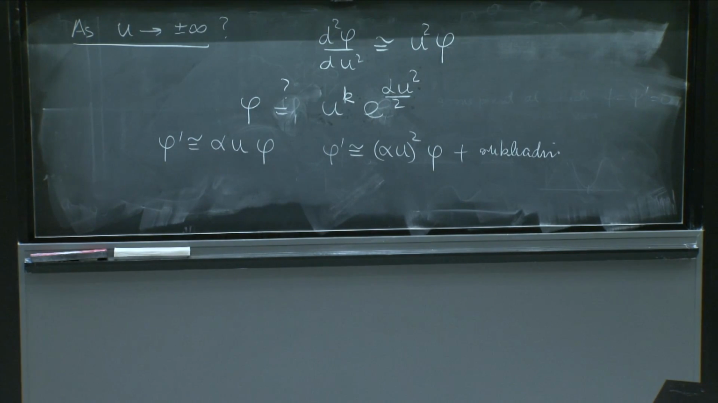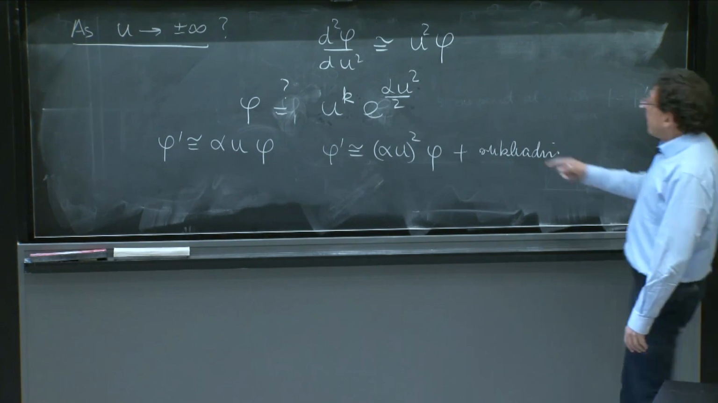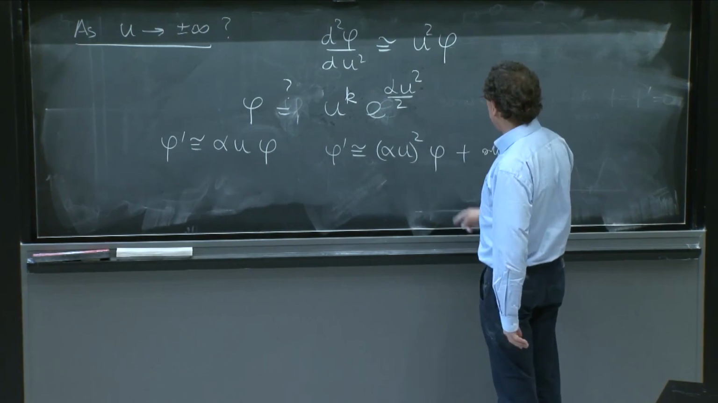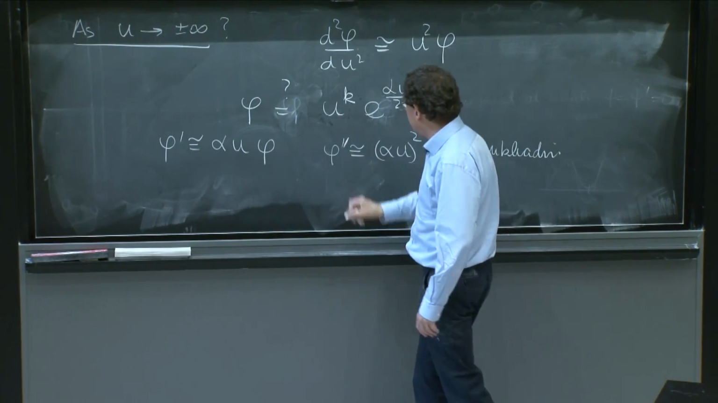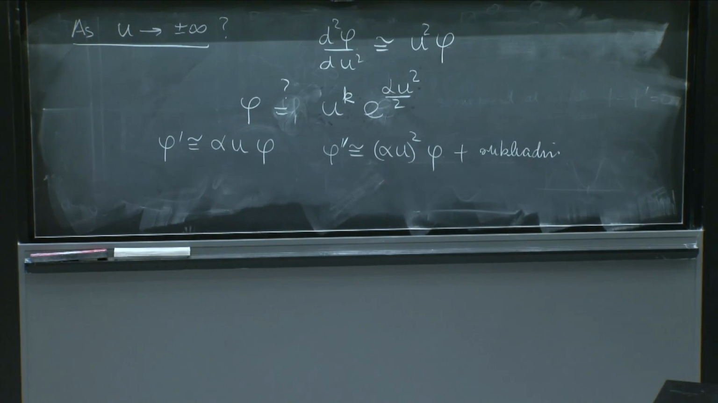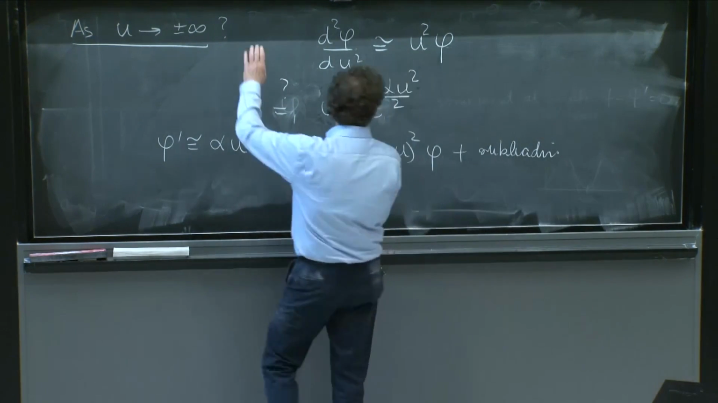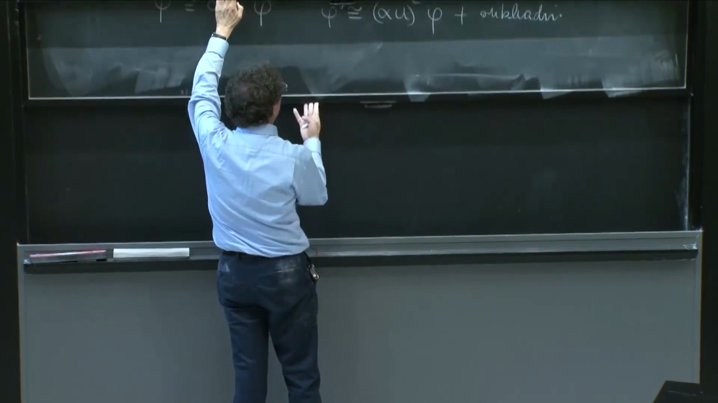That doesn't matter. So yes, with these exponentials, we get something like this. Psi double prime should have been here. And therefore, you see that alpha is plus minus 1.